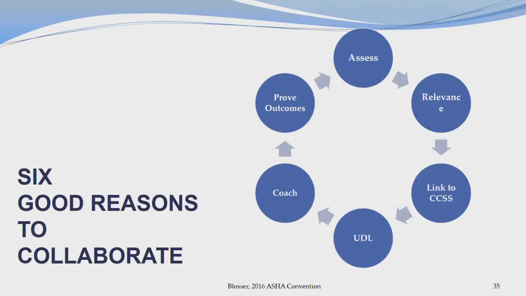We know why we need to collaborate. Universal design for learning is meant to be doing this. It's meant to be sorting out how kids learn. What's going to motivate them? What tools should we use? What would make this child be able to learn it versus that child? We can prove outcomes. We can assess better when there's collaboration. We can link to the Common Core better when we're collaborating.